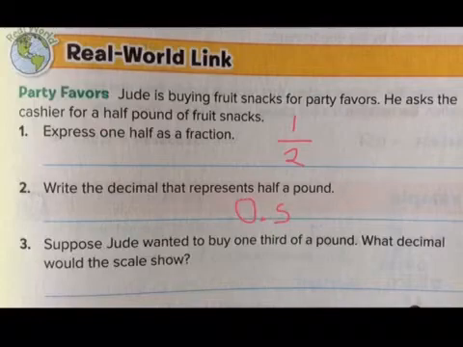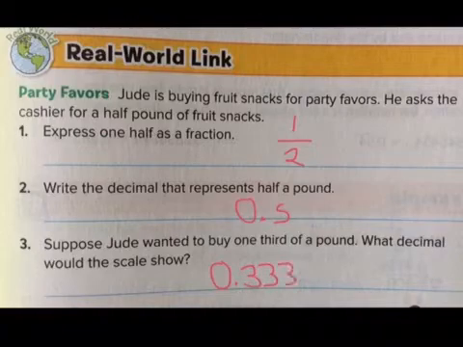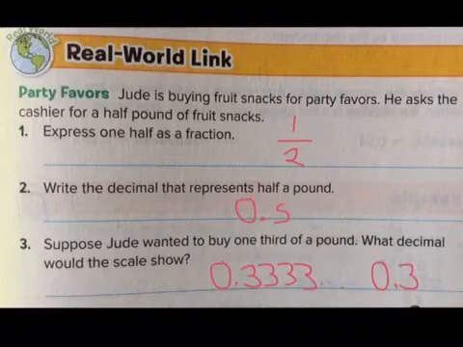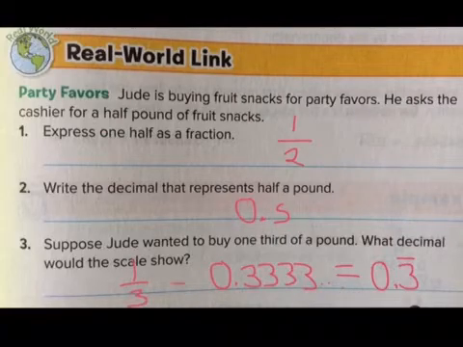It's half of 1. Suppose Jude wanted to buy 1/3 of a pound. What decimal would the scale show? Okay, 1/3 of a pound, it would show as 0.3333 infinitely, right? Or we can say 0.3 bar notation. You can write both of those. Now, we know that 1/3 is written as so, 1 out of 3. Please write all 3 forms of 1/3.